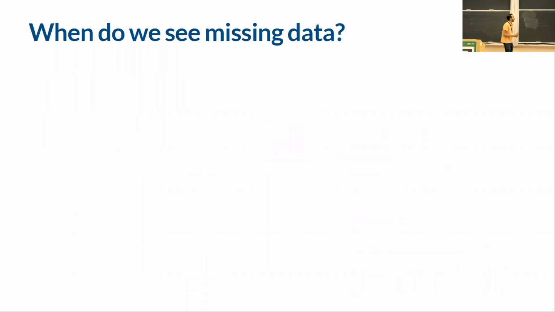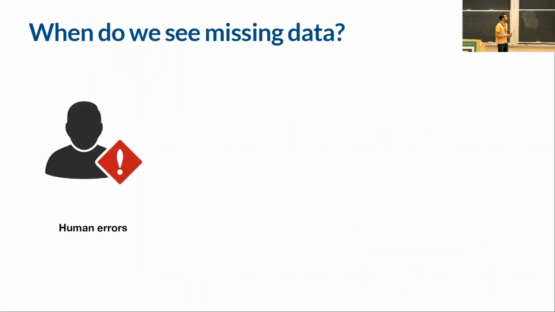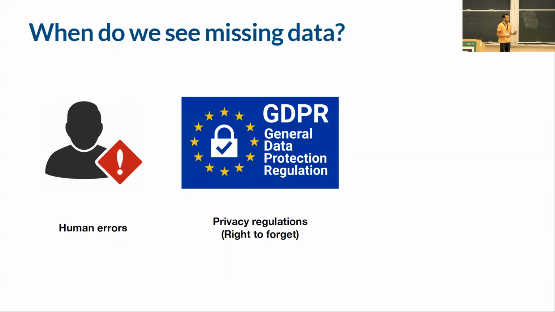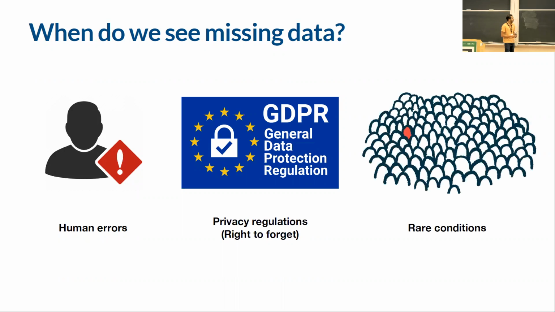So moving ahead, when do we see such missing data? One could be human errors, like you have a survey and people didn't fill up some of the boxes in your survey. Or due to privacy regulation, someone might have the right to be forgotten and you have missing values in your data set. Or in case of a medical data set, there could be rare conditions which some people don't have, so it's like a missing value for that particular rare condition.